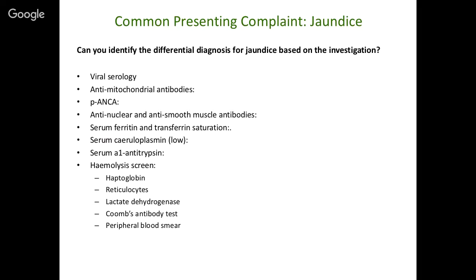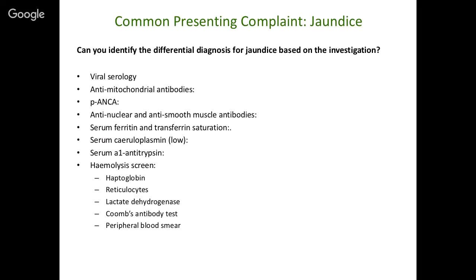Iron studies, why are you ordering iron studies? Hemochromatosis, yep. Ceruloplasmin, this might be a hard one. Wilson's disease. Alpha-1 antitrypsin is for alpha-1 antitrypsin deficiency, believe it or not. And a hemolysis screen.